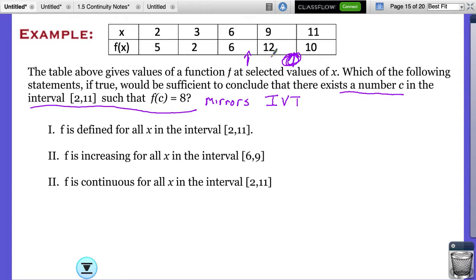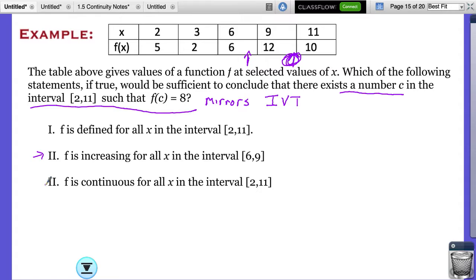So let's look at our answer choices. F is defined for all x's. F is increasing, or f is continuous. All right, so let's look at number 2 first. F is increasing. What does that mean for a function to be increasing? It's always doing what? Going up.